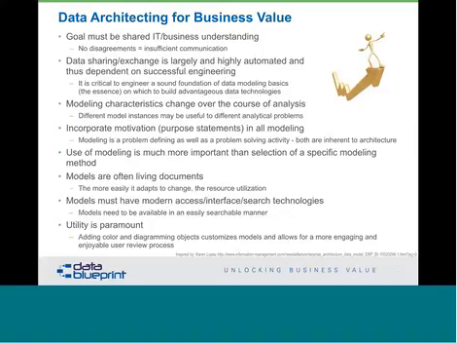Again, the use of modeling of any sort is much more important than the selection of a specific method, because the modeling documents are living documents. They're going to adapt and hopefully will evolve over the time period. These models must have access to modern search technologies and they must provide utility.